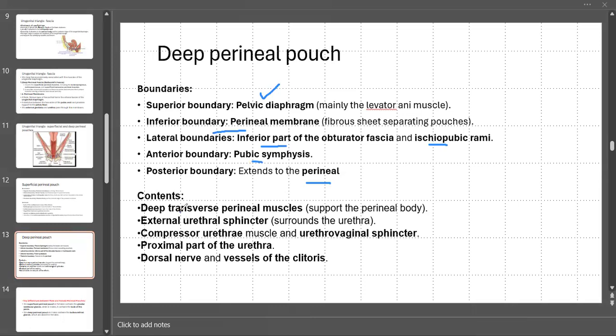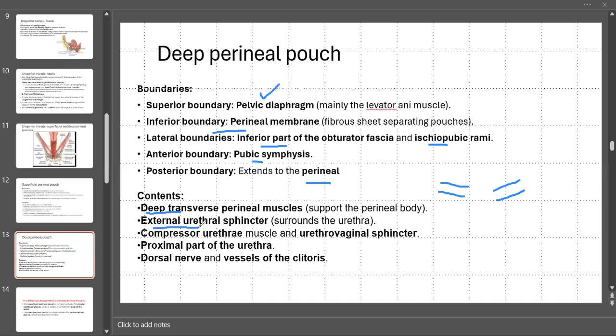Contents, deep transverse perineal muscles. I told you, superficial transverse perineal muscles in the superficial pouch, deep transverse in the deep pouch. So, just for understanding, we call them transverse because they are placed in a transverse position. Their anatomical position in the body is transverse. They are not vertical, they are transverse, so we call them transverse. One set of muscle is deep, one set of muscle is superficial, so we remember the names this way.